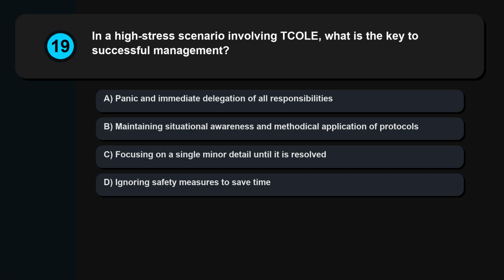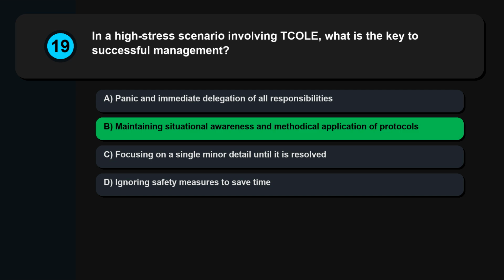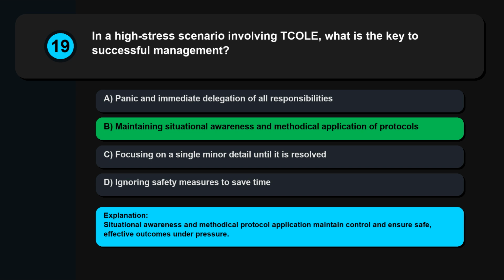Question 19. In a high-stress scenario involving TCOLE, what is the key to successful management? Panic and immediate delegation of all responsibilities. Maintaining situational awareness and methodical application of protocols. Focusing on a single minor detail until it is resolved. Ignoring safety measures to save time. Situational awareness and methodical protocol application maintain control and ensure safe, effective outcomes under pressure.